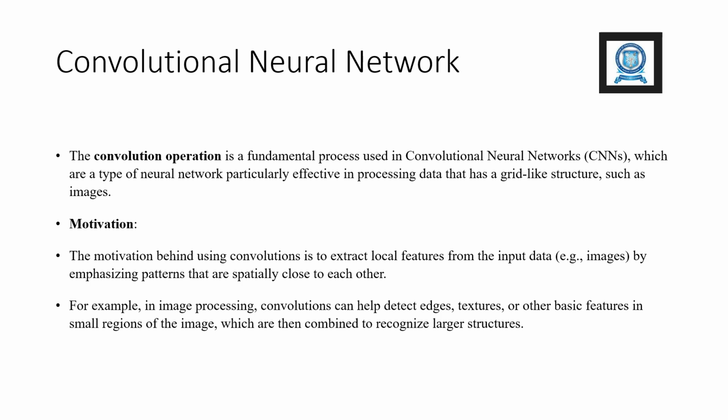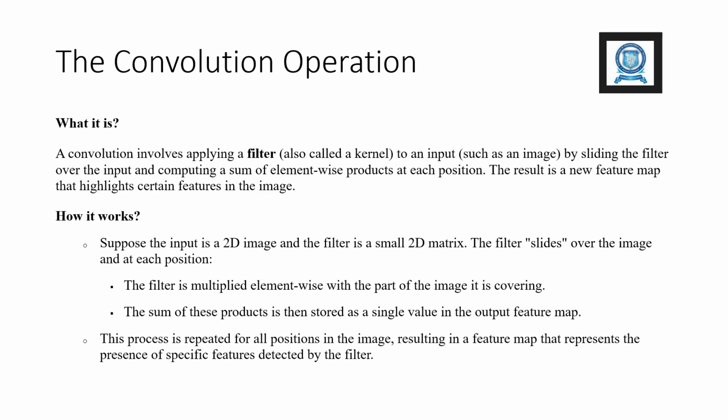Motivation. The motivation behind using convolutions is to extract local features from the input data, for example images, by emphasizing patterns that are spatially close to each other. For example, in image processing, convolutions can help detect edges, textures, or other basic features in small regions of the image, which are then combined to recognize larger structures.